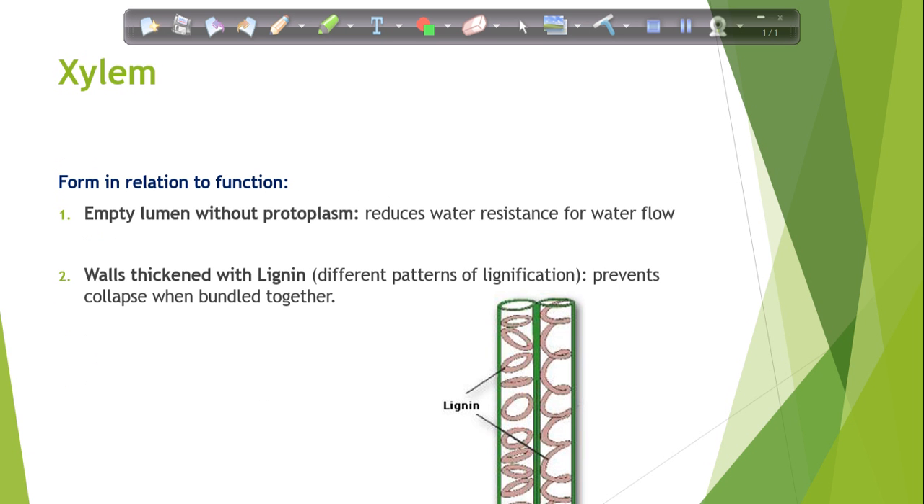In biology, when we are studying structures, we will explain it in terms of how the form is related to its function. In this case, the empty lumen helps to reduce water resistance as there is nothing to obstruct the flow of water within the xylem vessels. The walls that possess lignin help to hold the plant and prevent it from collapsing.